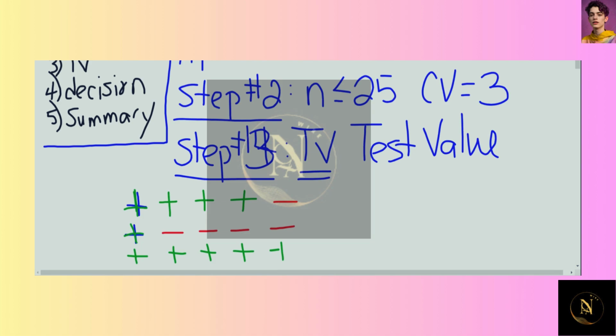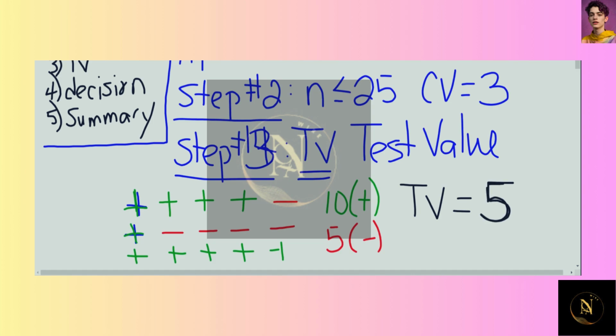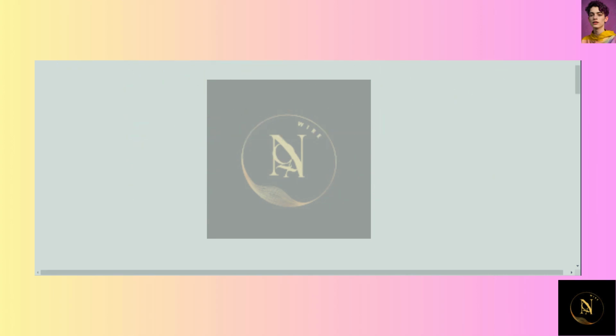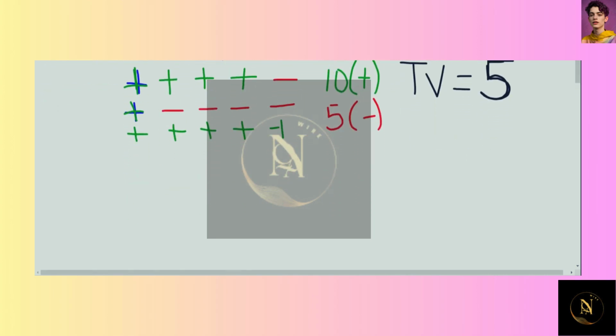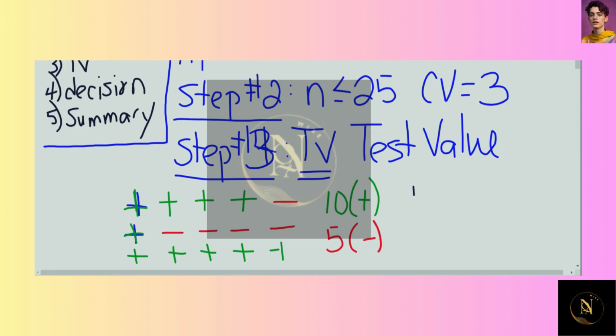All right. So in step 3, when we want to calculate that test value that we're going to be comparing to our critical value, we take the positives, which we have 1, 2, 3, 4, 5, 6, 7, 8, 9, 10 positive values. And we have 5 negative values. So our test value is going to equal the smaller of those 2, which is 5. Okay?